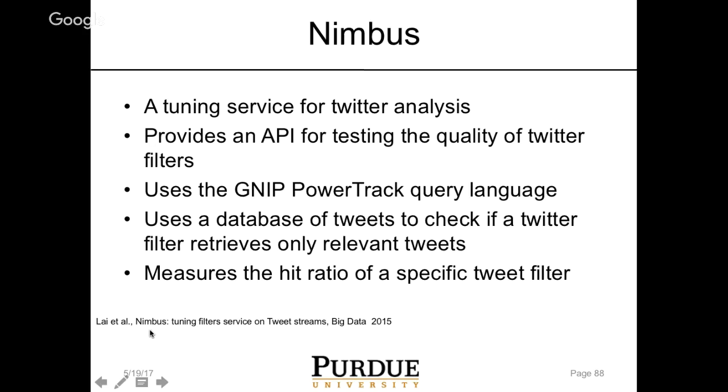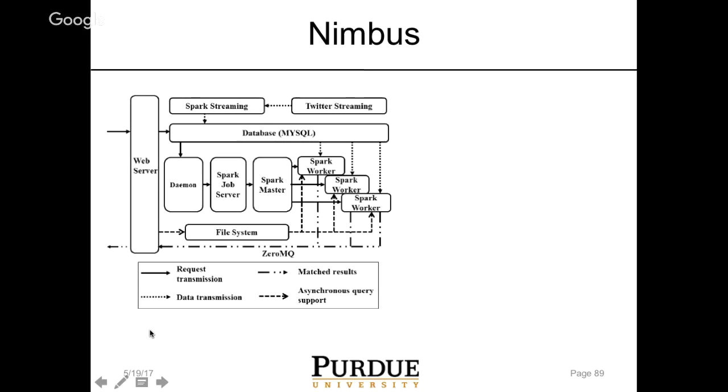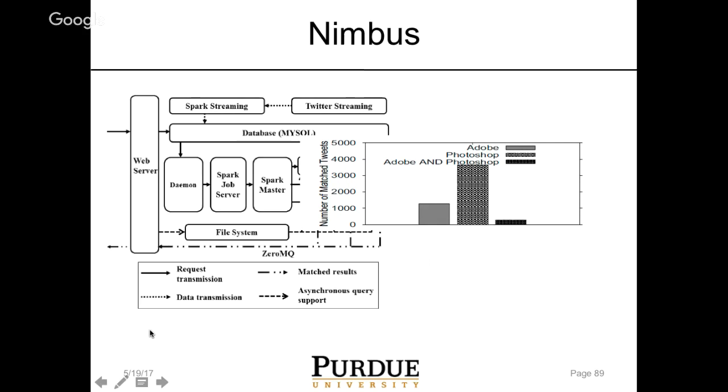So Nimbus uses the GNIP PowerTrack query language we described before, and uses a database of tweets to check if the Twitter filter retrieves only relevant tweets or not, and measures the hit ratio of the specific tweet filter. This is the structure of the Nimbus service. It has Spark Streaming to consume the tweets and index them. And it will also run the filters against the stored tweets to identify the quality of these filters. For instance, people tweeting about Adobe will be this amount of tweets. Photoshop will get these tweets, and Adobe and Photoshop will give you this set of specific tweets.